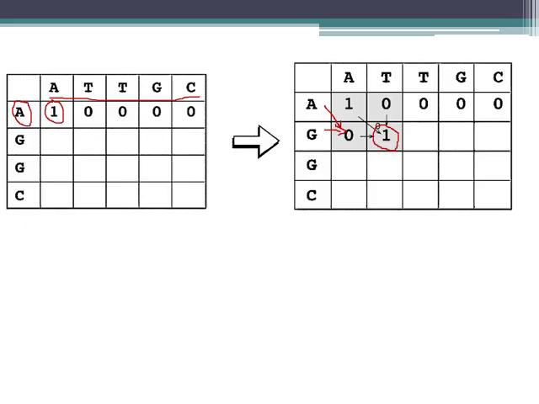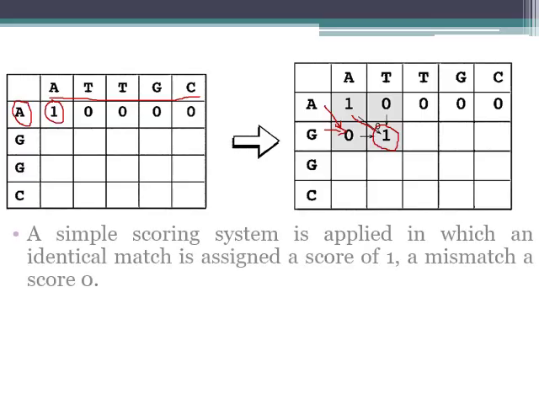But the maximum score coming from three directions. This is 0, this is 1, and this is 0. So the maximum score is coming from the diagonal axis, that is 1. So 1 plus 0, we will write here 1. And similarly, we have to fill all the positions for this matrix.